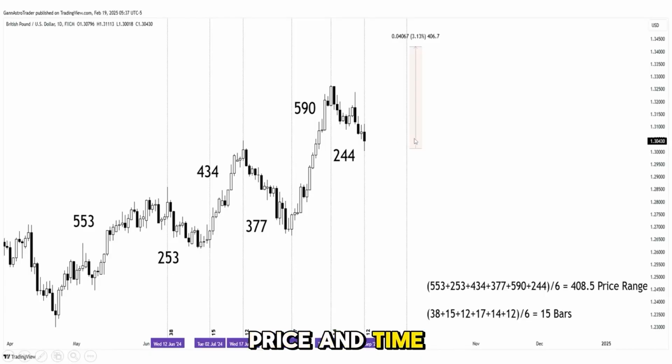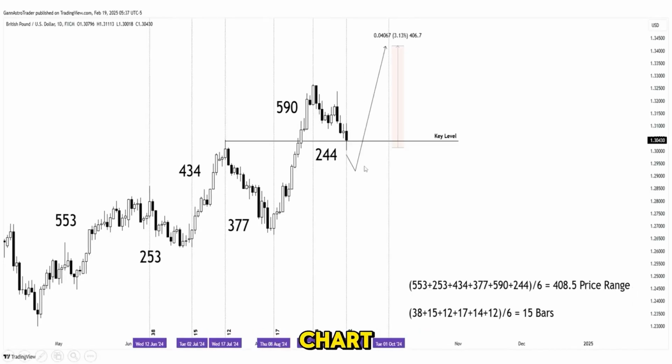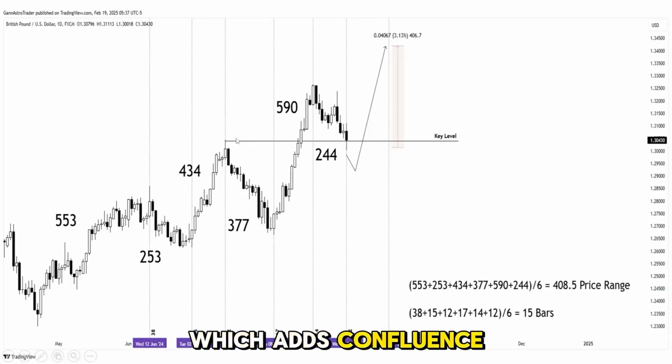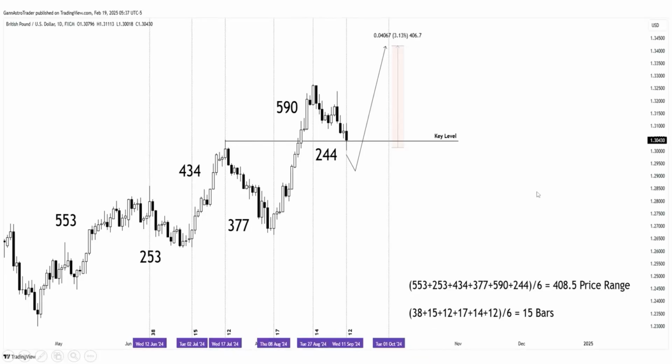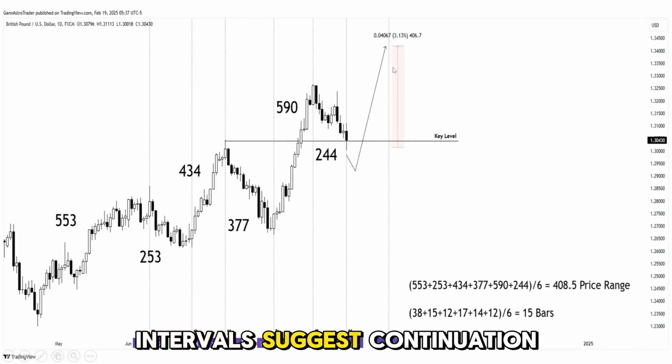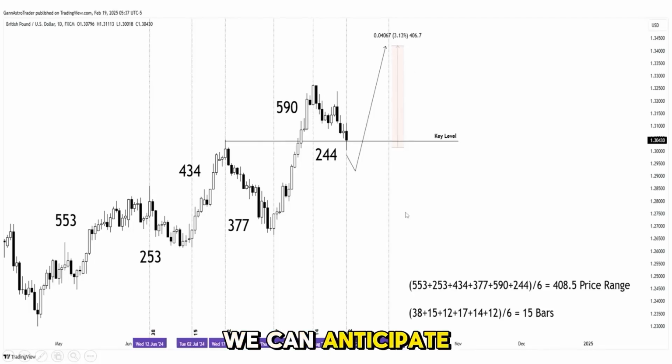Since both the price and time averages align with the previous trend, this projection helps us identify the next potential pivot zone. If the trend continues, we should expect price to reach this target within the estimated time frame. As we can see on the chart, price is already at a higher time frame key level, which adds confluence to our analysis. Since we are in a bullish trend and the measured price and time intervals suggest continuation, we can anticipate a bullish reaction from this level.